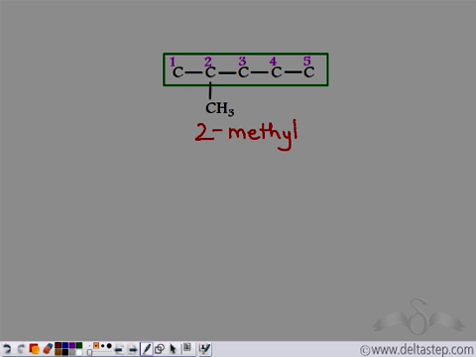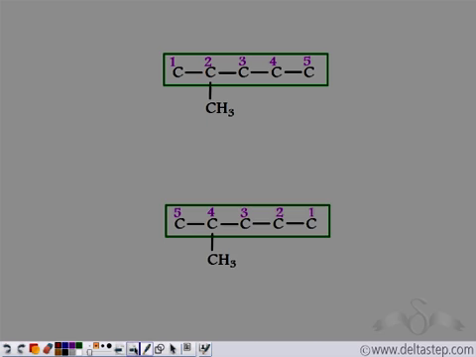Now what will happen if we start the numbering from the right? Let's observe. If we start numbering from the right, we get 1, 2, 3, 4, 5. Now this time our methyl group is attached to carbon number 4. So it's not 2-methyl, this becomes 4-methyl.